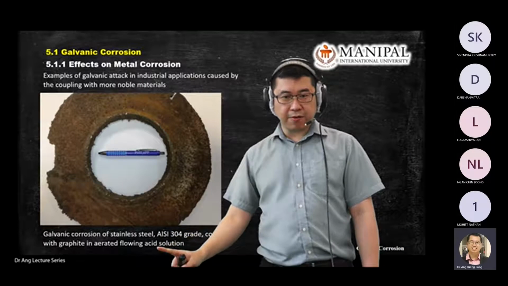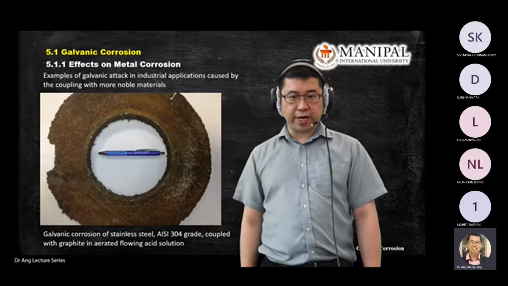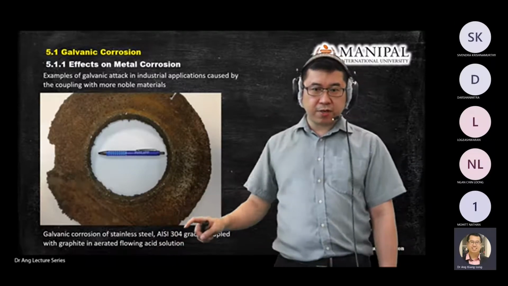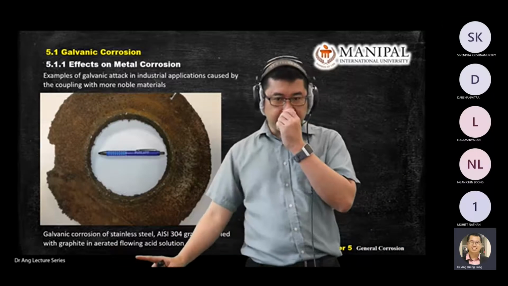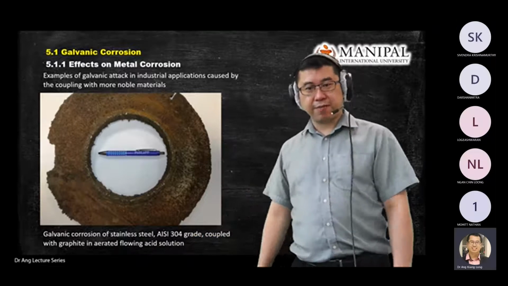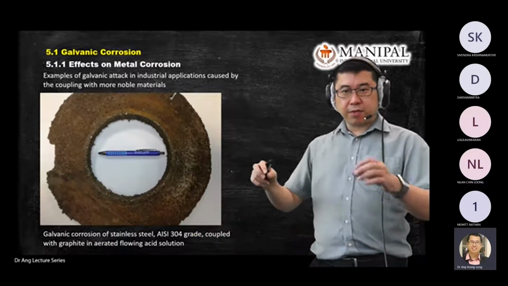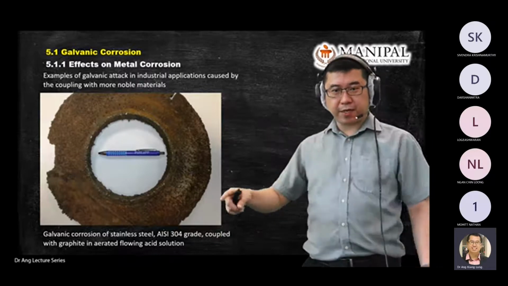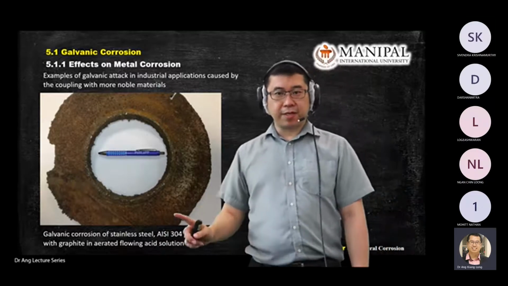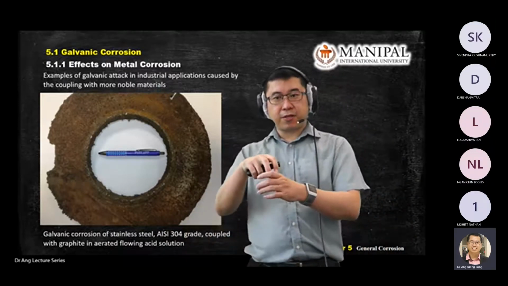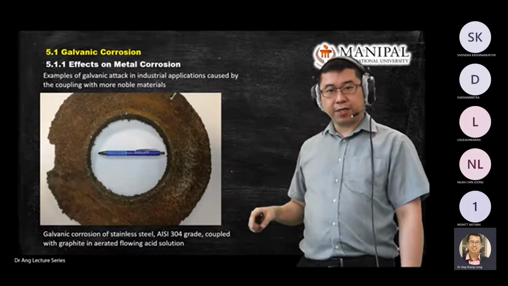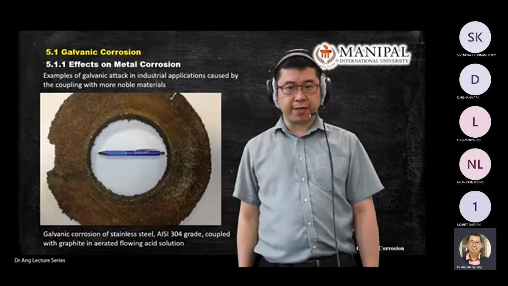So this is an example of stainless steel 304 grade coupled with graphite. Stainless steel coupled with graphite in aerated acid solution. You dip them in and then pump oxygen into the acid solution. You dip two metals and put them together, stainless steel and graphite. Sometimes because of the sealing and the devices put together for the operation, you will see corrosion happen. Yeah?